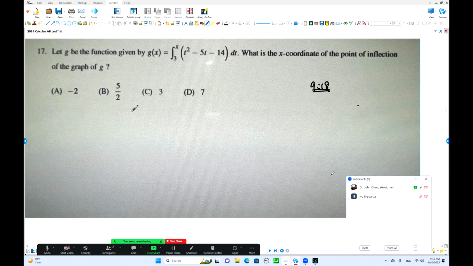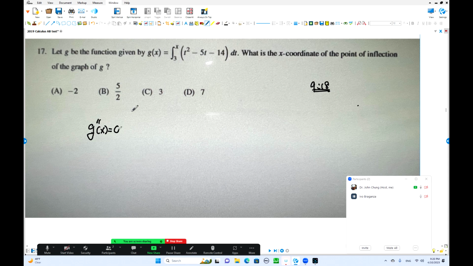Okay, now let's continue the work. All right, number 17. The function g of x is given by the equation there. What is the x coordinate of the point of inflection of the graph of g? For a point of inflection, we always have to check what? g double prime.